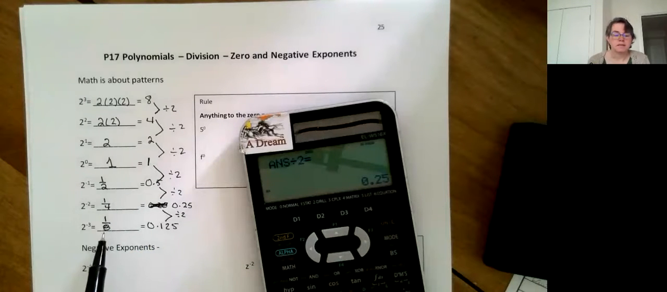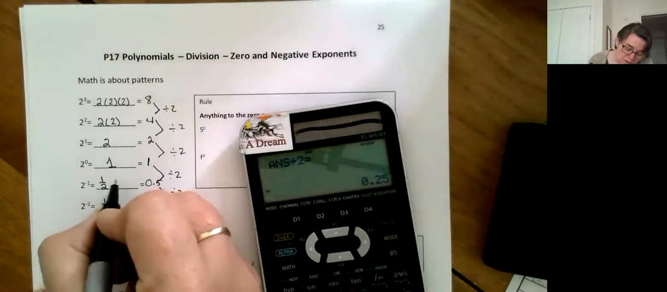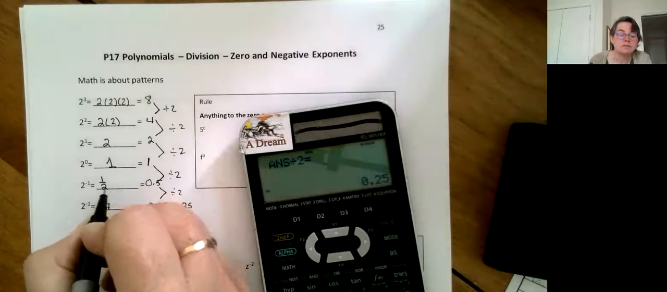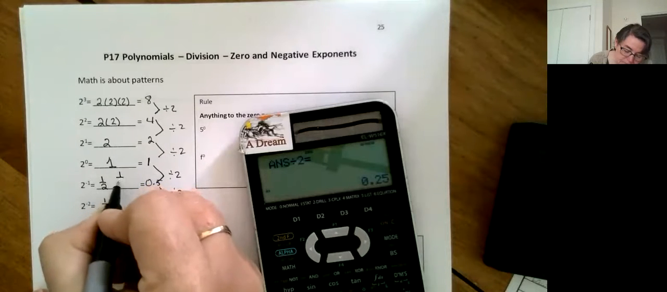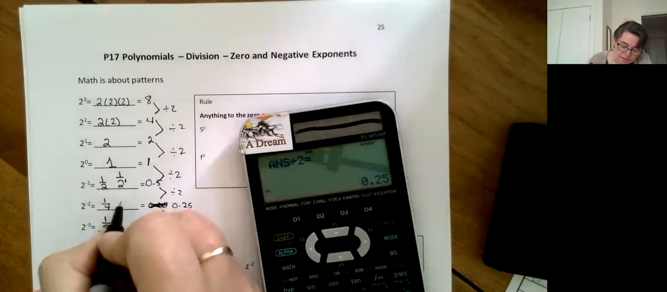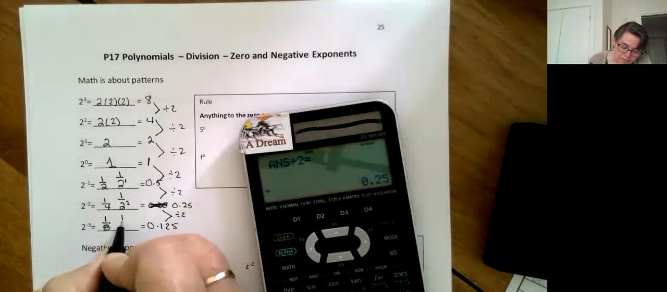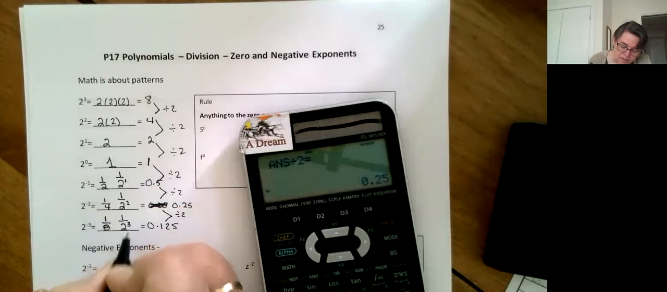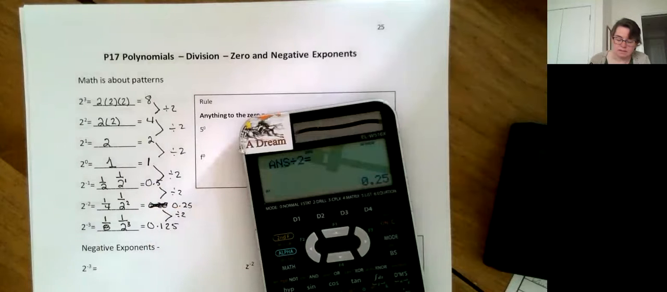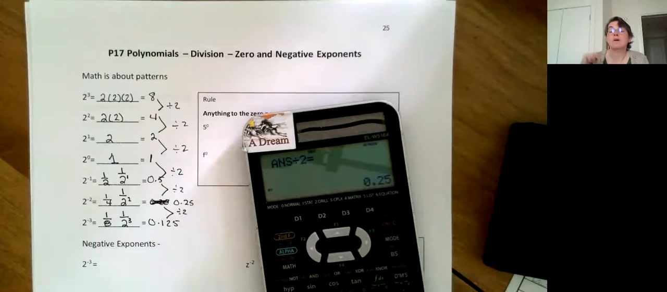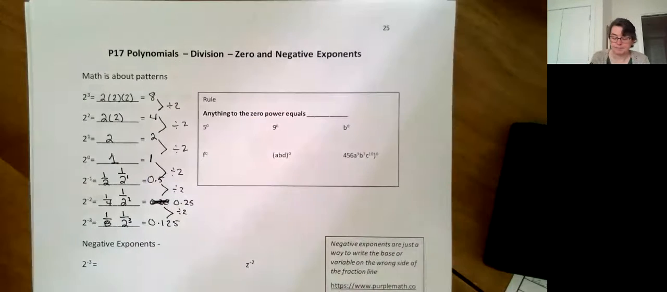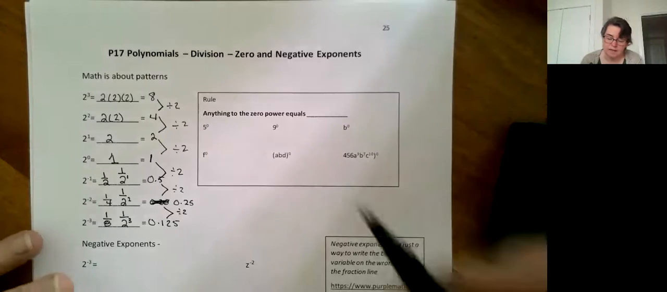This part looks a little crazy, but when you think of it as 1 over 2 to the 1, and this is 1 over 2 squared, and this is 1 over 2 to the third, you can see where the pattern comes from. So basically, these negative exponents just mean you get 1 over whatever that number is. All right, so to the rules.